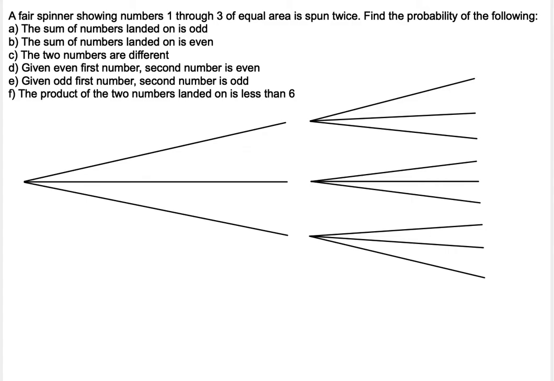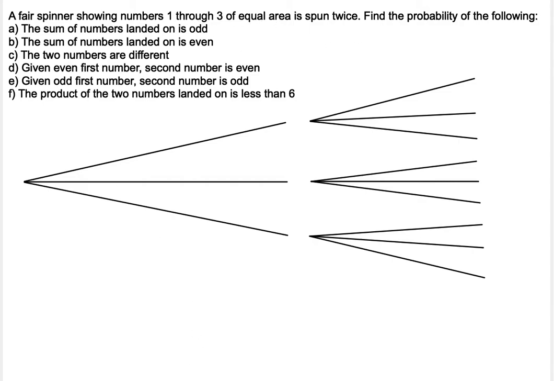A fair spinner showing numbers 1 through 3 of equal area is spun twice. Find the probability of the following. So we have to find 6 probabilities of 6 different scenarios given the fact that the spinner is fair. In other words, it has an equal chance of landing on either one of the 3 numbers, numbers 1, 2, and 3, because we're given that there's an equal area for each of these numbers.